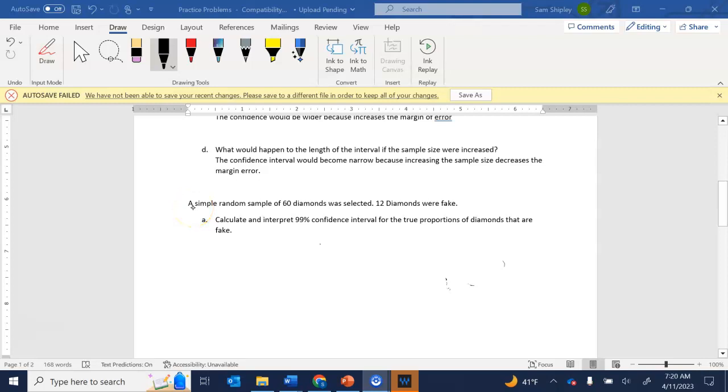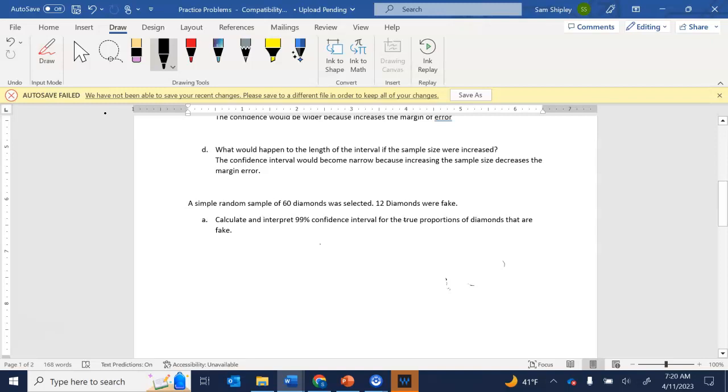Okay, we're going to do a real quick problem on solving, calculating, and interpreting confidence intervals for proportions. A simple random sample of 60 diamonds was selected. 12 diamonds were fake. Calculate and interpret a 99% confidence interval for the true proportion of diamonds that are fake.